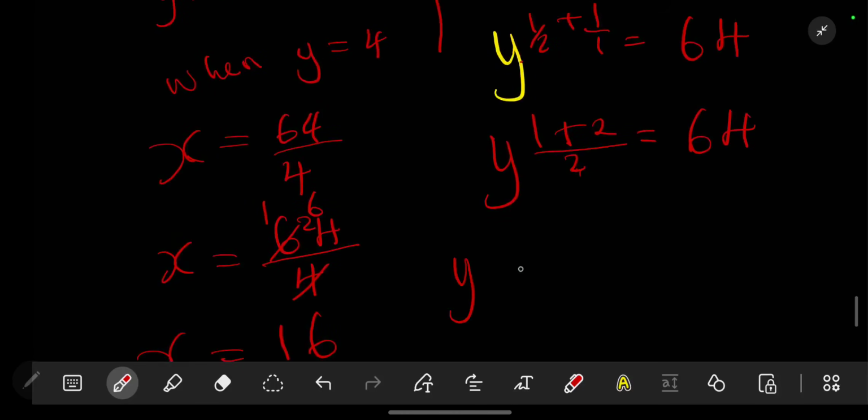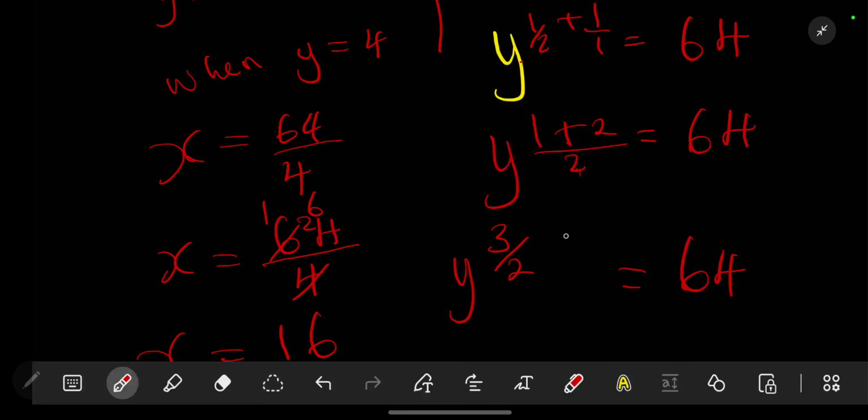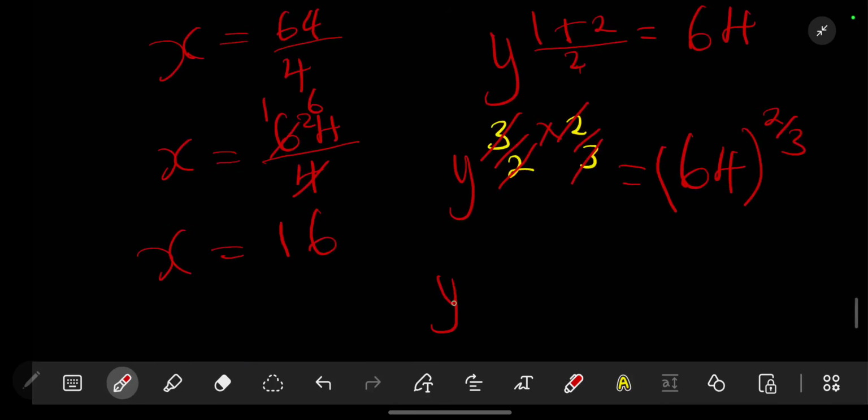So this gives us y to the power 1 plus 2 is 3 over 2, should be equal to 64. So what you're going to do is introduce the multiplicative inverse of this number. So 3 over 2, you introduce 2 over 3, so that the top becomes the denominator, and they can cancel each other. Now whatever you do this side, do also on the other side. So we have 2 over 3. So this and this goes, this and this goes. So our y should be equal to 64 to the power of 2 over 3, like that.